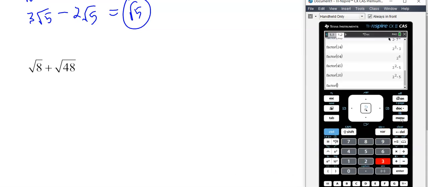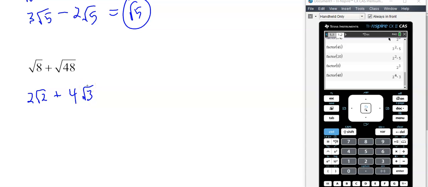So menu 2, 3, 8, menu 2, 3, which is factor 48. Okay, so I need square root of 2 to the third. So I have a pair of 2's with a 2 left over. So this would be 2 root 2 plus, let's see, this would be kind of weird. So 2 to the fourth, that's really 2 squared times 2 squared. That's 2 times 2, which is 4. So there's 2 sets. So 2 times 2 times root 3.